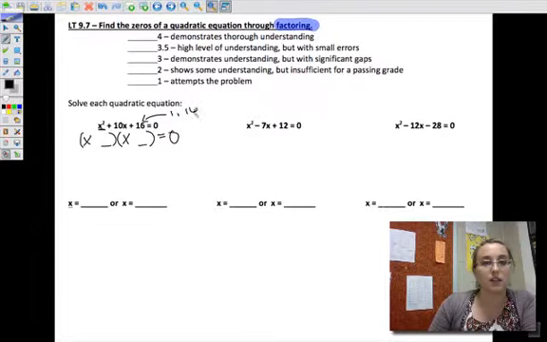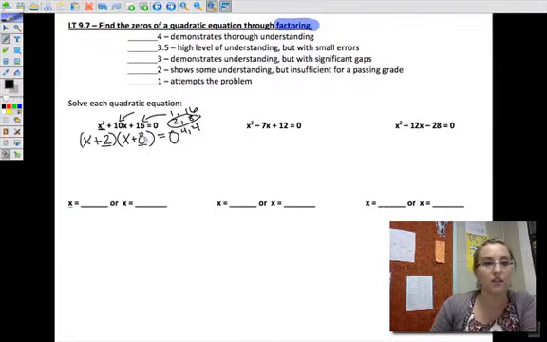Then after that, I'm looking for these two numbers right here to multiply to 16. So 1 and 16, 2 and 8, and 4 and 4 are our only options. Also, they need to add to 10. So I'm going to look through these and figure out which ones add to 10. That would be 2 and 8. It needs to add to a positive 10 and multiply to a positive 16, so I can do plus 2 and plus 8.